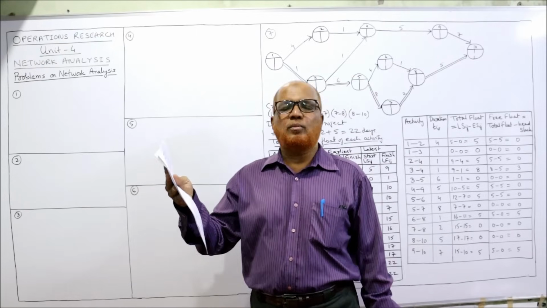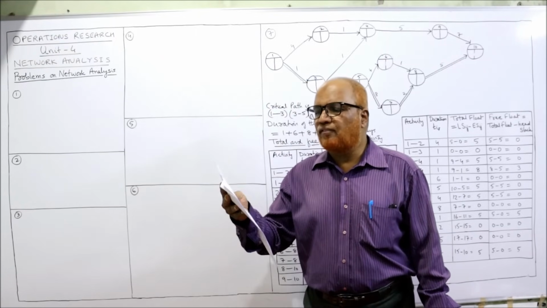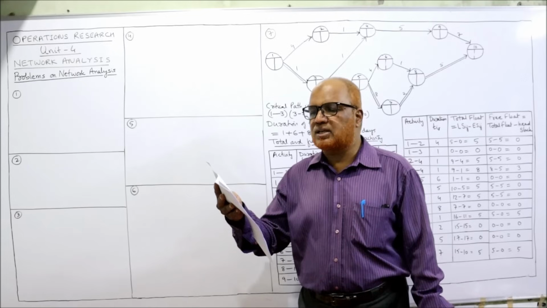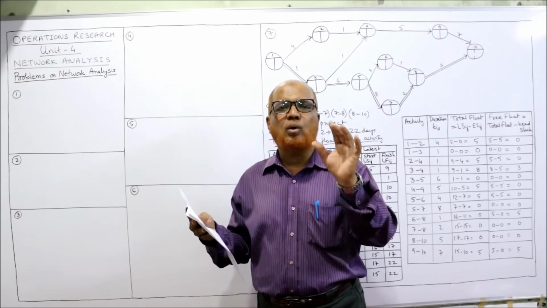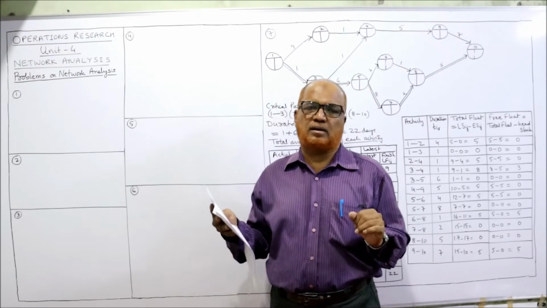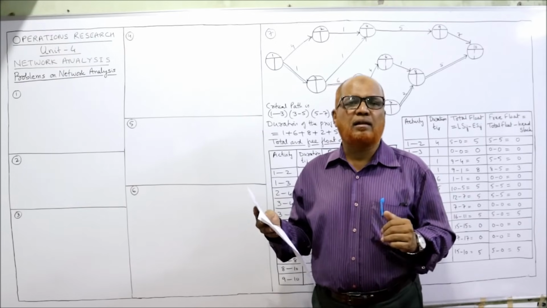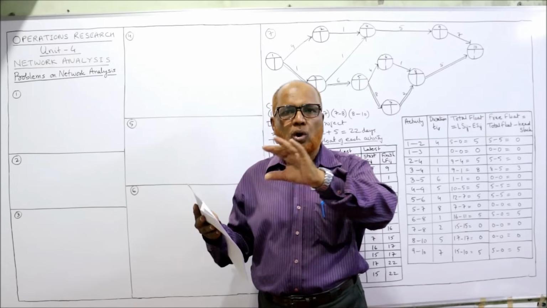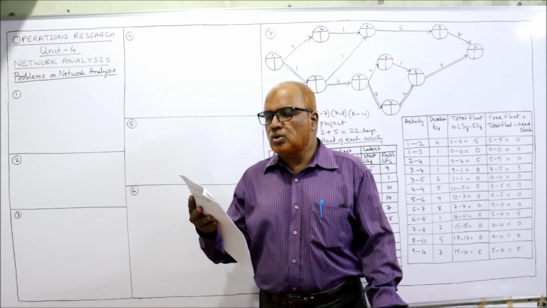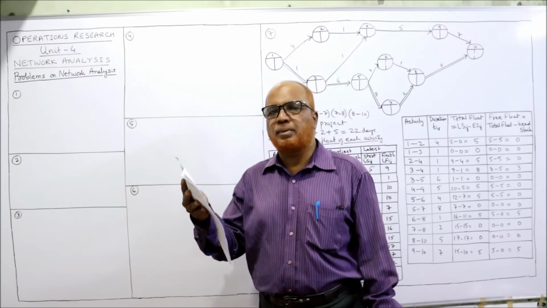So, first problem on this network. Given the following information, develop a network. In the starting 4 or 5 problems, I'm going to explain how to draw the network. Later we'll go to the calculative parts. First of all, you must know how to draw a correct network. So here, given the following information, develop a network.